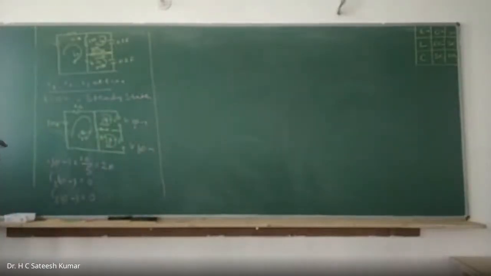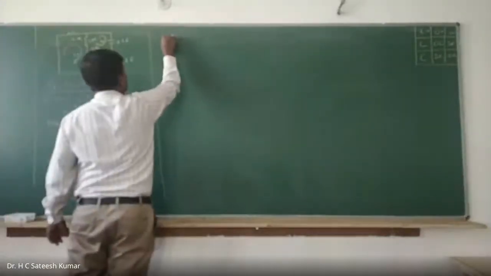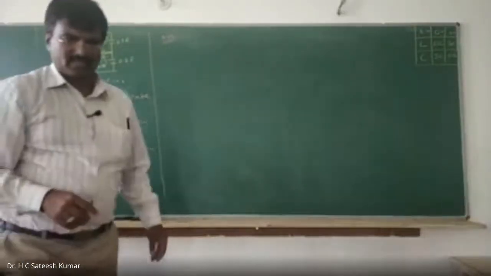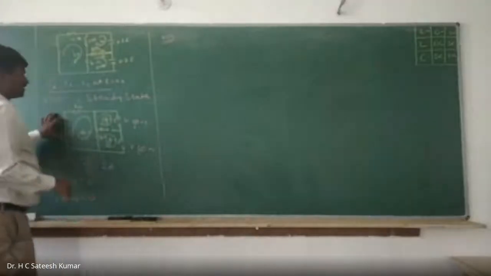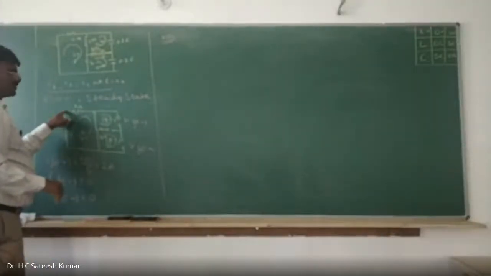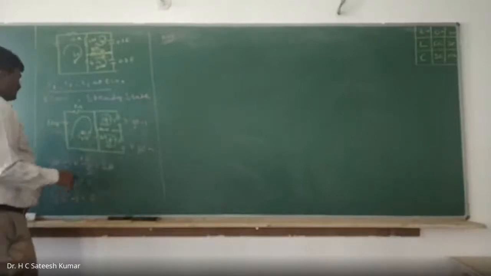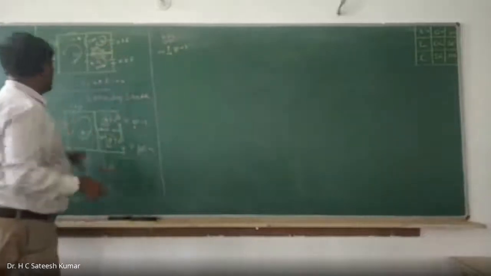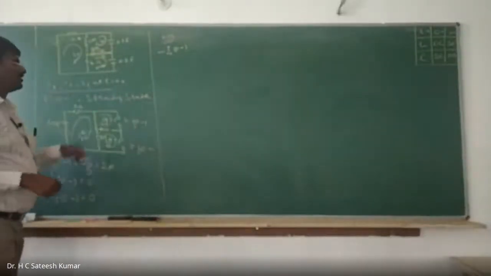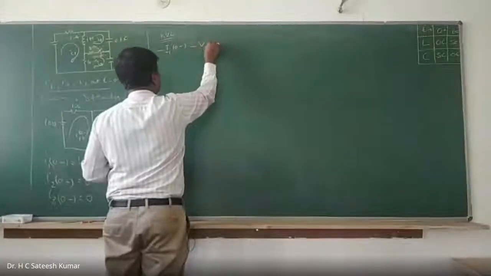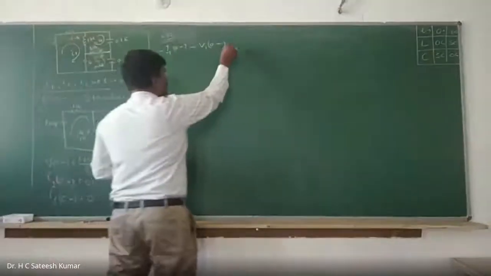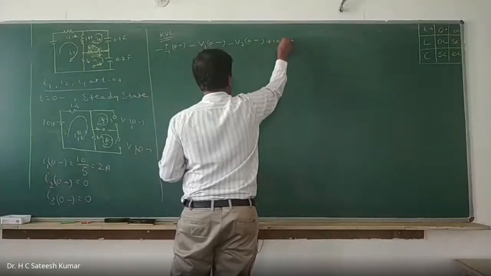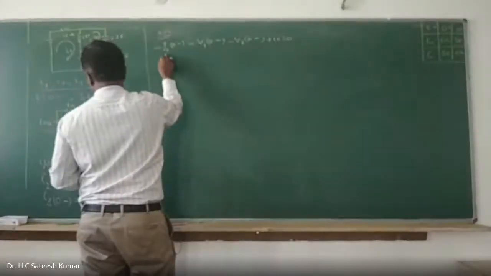So, apply KVL. If you apply KVL, what will you get? Starting from this point, same current, I1 0 minus, minus 1 into I1 0 minus, minus V1 0 minus, minus V2 0 minus plus 10 is equal to 0, where I1 0 minus is 2.